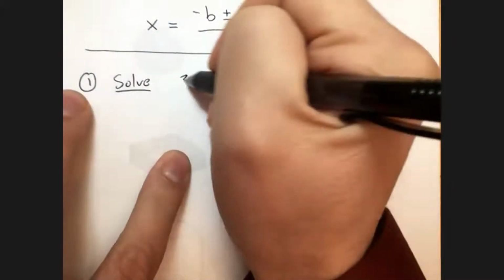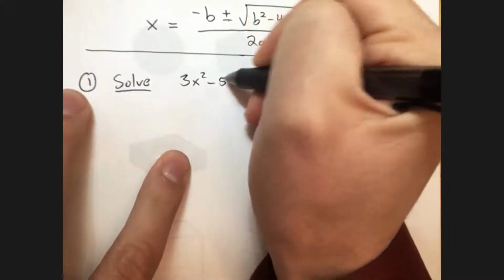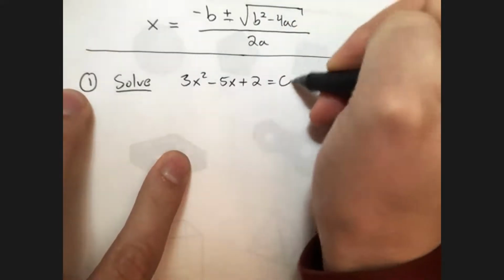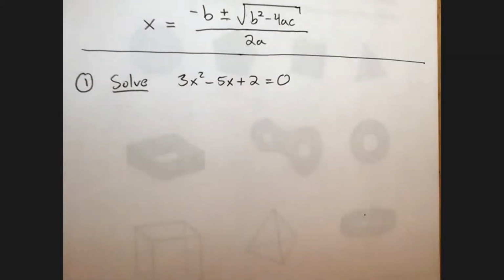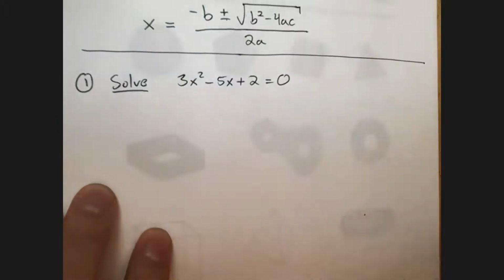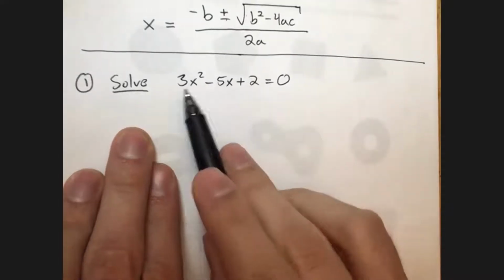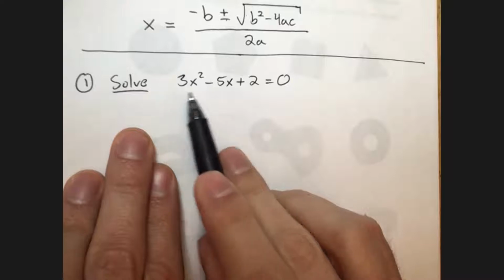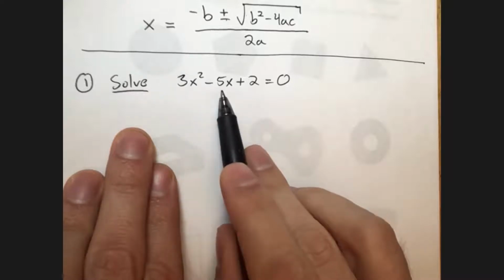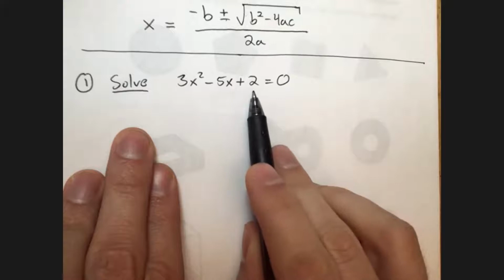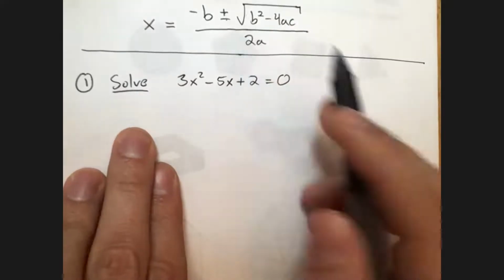Number 1, we want to solve, in all of these problems, we're going to solve this equation. Well, it's just a matter of using that formula up here. So let's just apply it. So here we have the a, b, and c. a is 3, b is -5, and c is +2. Okay, so let's just plug that stuff in here.